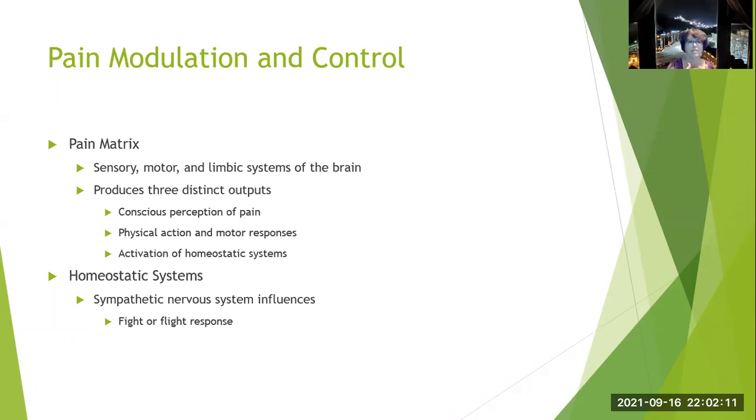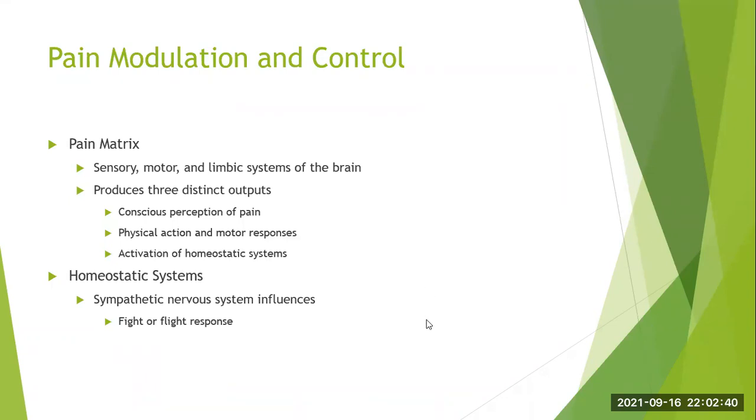Starting to talk about pain modulation and pain control, of course, the focus in this class is going to be using physical agents to control pain. But I'm going to introduce an idea that's called the pain matrix. And the pain matrix is basically several different systems in our brain that contribute to the control of pain and the output of pain from our brain.